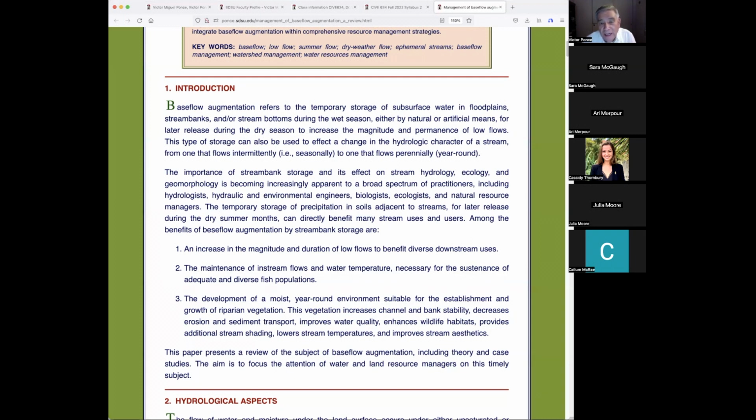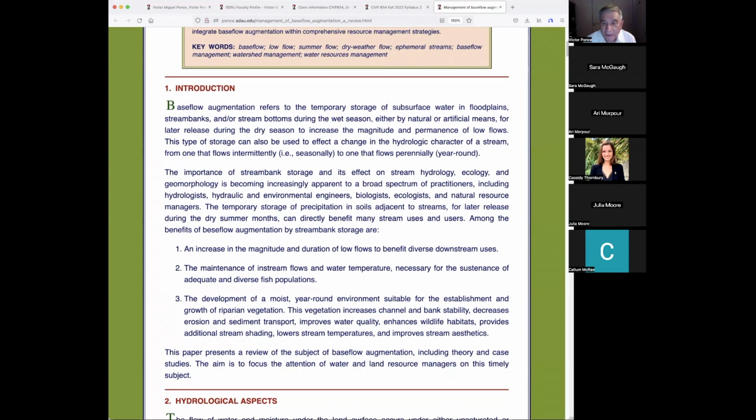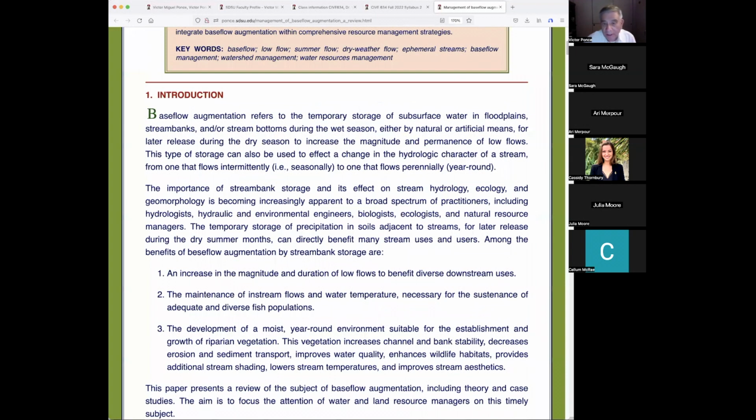And that is one of the things that we will be talking about here today, about how to become interdisciplinary. Stream bank erosion, stream bank storage. In there, I'm gonna blow it up a little bit. Its effect on stream hydrology, ecology, and geomorphology. Those are three fields that are distinct.